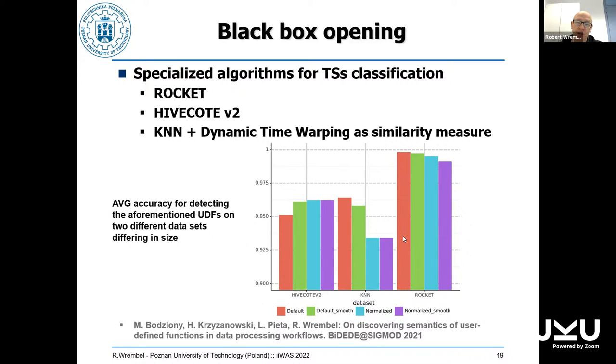And this chart shows the average accuracy for detecting the aforementioned UDFs on two different data sets with two different data sizes. Okay, we can again argue if accuracy is the right measure, but these are preliminary results. I think that they are promising. So there is a reference to our publication on this.